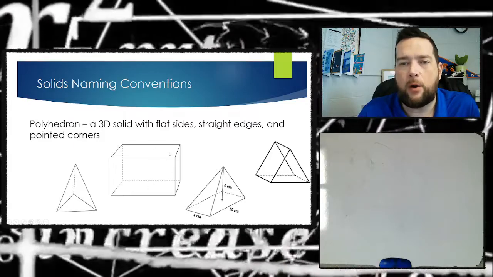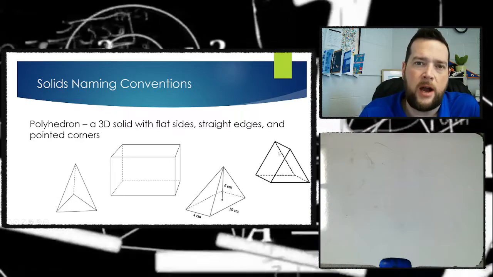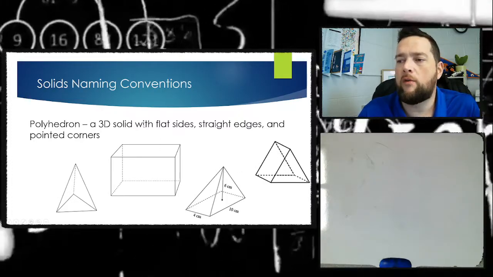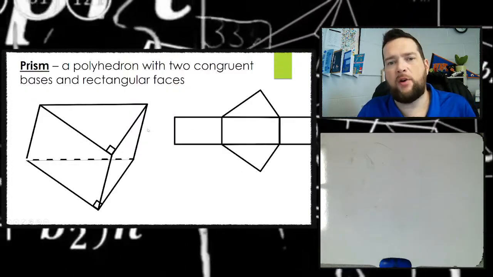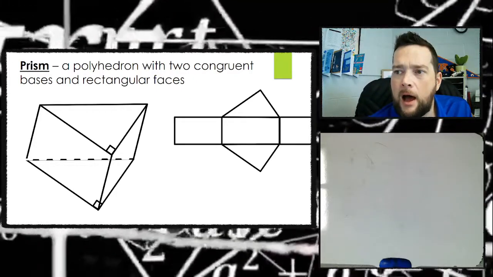Why did I call that a rectangular prism? Why did I call that a rectangular pyramid? And why did I call that a triangular prism? So we're going to go over that. So let's just dive right into that, and let's start talking about prisms.